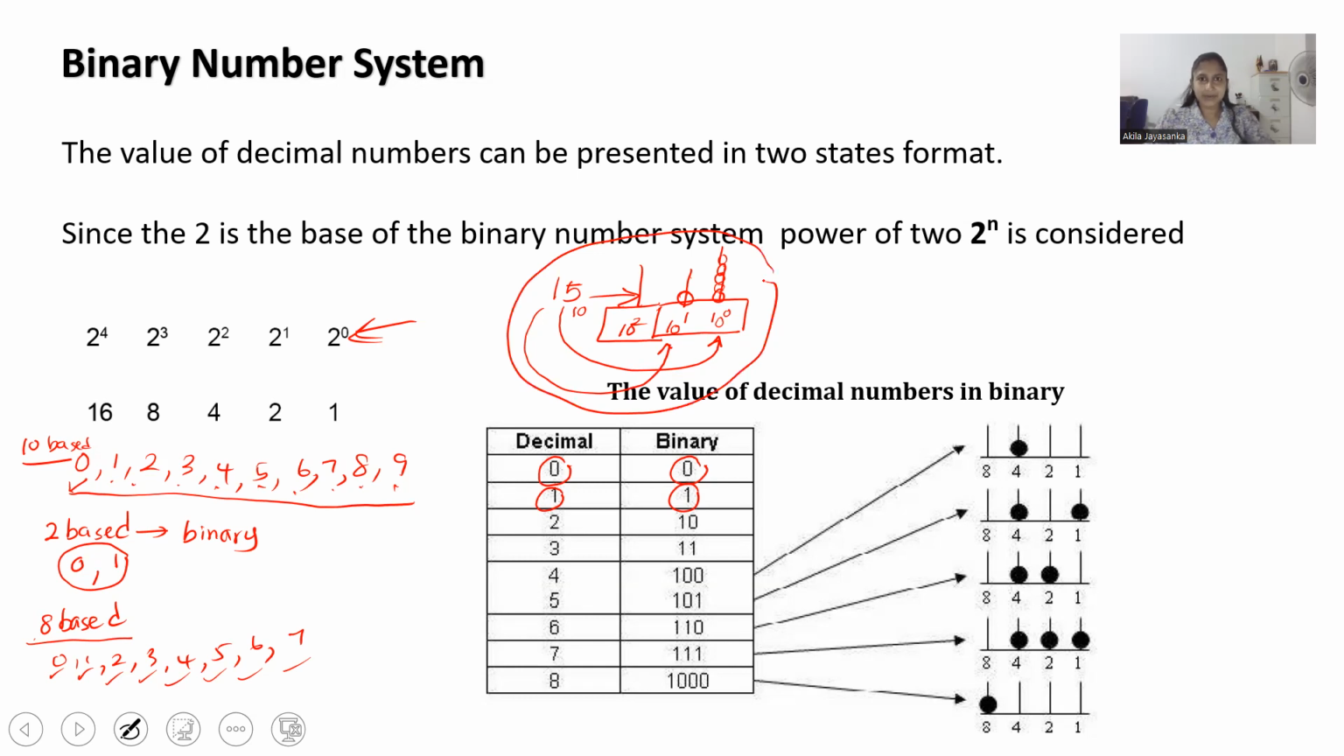Is it clear for you? Ma'am. No? Oh yes. Yes, ma'am. Right, okay. Someone is asking, can you explain the difference between decimal and binary?